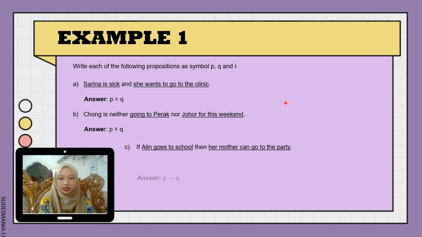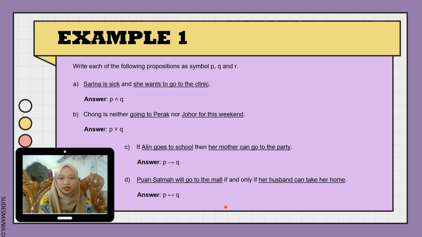For C, if Aline goes to school, then her mother can go to the party. The P statement is Aline goes to school. The Q statement is her mother can go to the party. So it used if and then here. The answer is like this, which is P implies Q. For D, Puan Salma will go to the mall if and only if her husband can take her home. So, Puan Salma will go to the mall is the P statement, her husband can take her home is the Q statement. If and only if is biconditional, where we use this symbol.